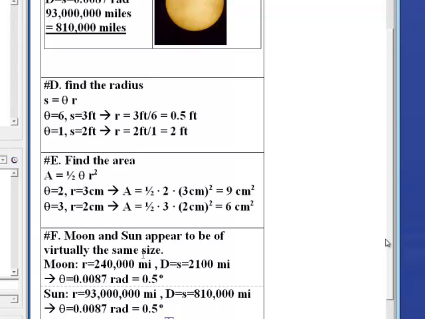So a sun that is 400 times larger than the moon, removed 400 times further, you come up with that they appear to be of the same size in radians and degrees, and that's what you saw from my eclipse photo. So that's the answer to that. The sun is also about 400 times farther than the moon. And with that, I conclude this problem section for arc length and area of a sector.